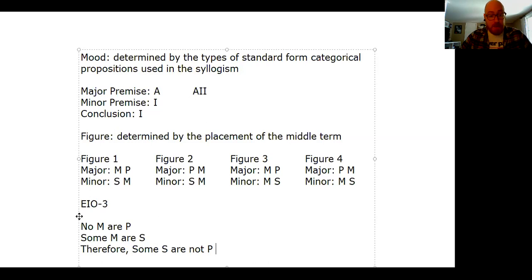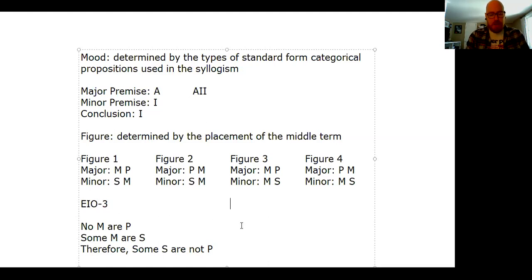Now, this is a valid syllogism. So using this argument, anytime the premises are true, the conclusion is going to be true. This is deductively valid in categorical logic. All right, let's do another example.